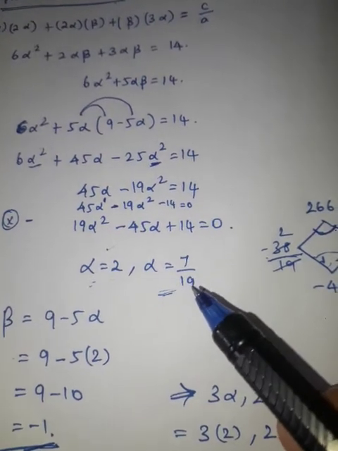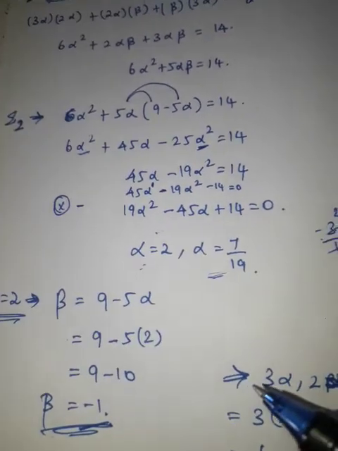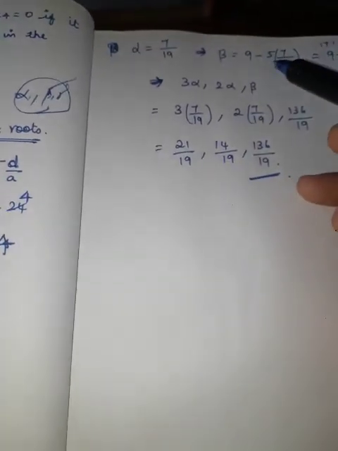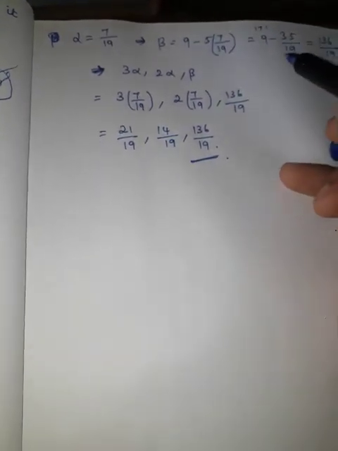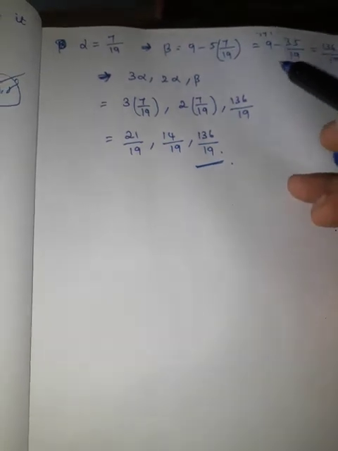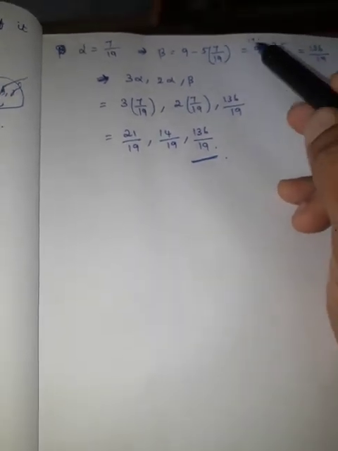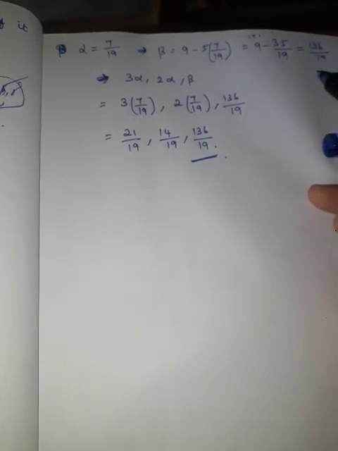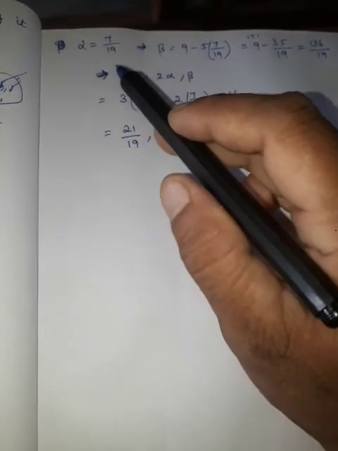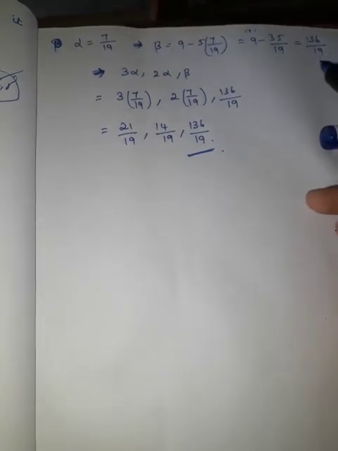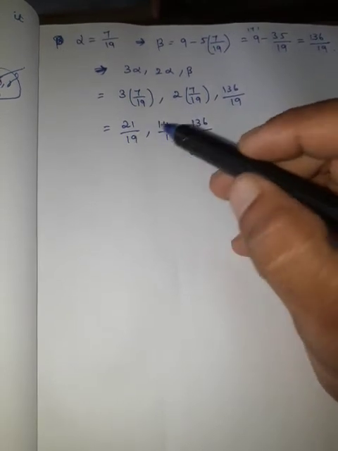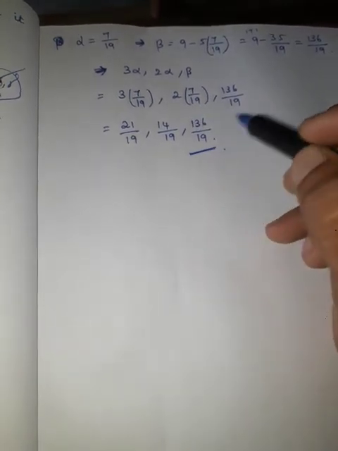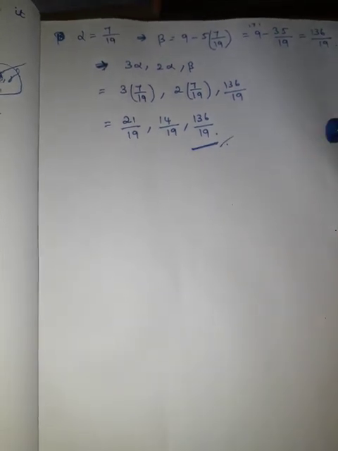Take this value also, and in the same way substitute in beta. Beta equal to 9 minus 5 into 7 by 19. 5 into 7 is 35, 9 into 19 is 171. Using the LCM method, 171 minus 35 is 136 by 19. So the alpha value is 7 by 19, beta value is 136 divided by 19. So 3 alpha, 2 alpha, beta: 3 into 7 is 21 by 19, 2 into 7 is 14 by 19, and 136 by 19. Okay, thank you student.